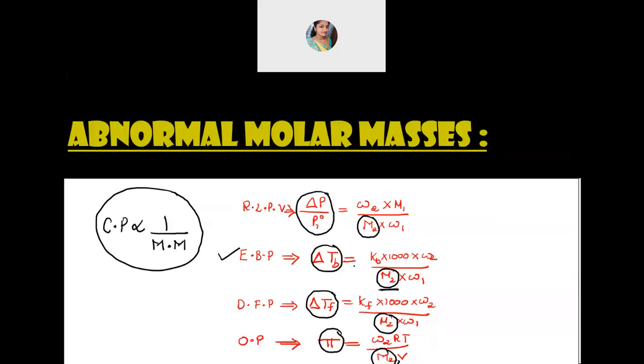But imagine when you do the experiment for elevation in boiling point, suppose your solute gives you either a higher value or a lower value compared to the theoretical value. Suppose your experimental value comes out either higher or lower than whatever you are calculating theoretically, because you will have the exact value for that particular solute. But when you do it experimentally, it gives you a different value, either higher or lower than the original one, then that is called abnormal molar mass.